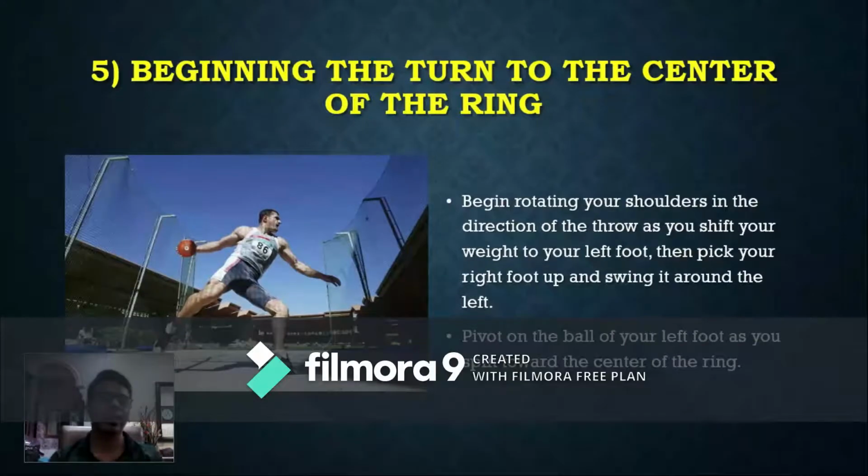Step 5. Beginning the turn to the center of the ring. Begin rotating your shoulders in the direction of the throw as you shift your weight to your left foot. Then pick your right foot up and swing it around the left. Pivot on the ball of your left foot as you spin toward the center of the ring.